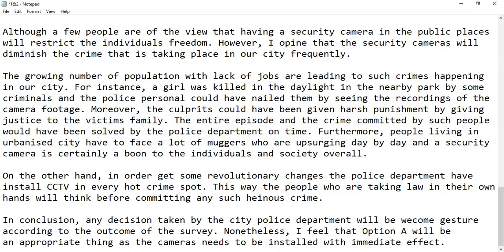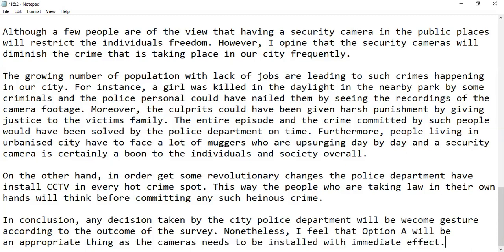Although a few people are of the view that having a security camera in the public places will restrict the individual's freedom, however, I opine that the security cameras will diminish the crime that is taking place in our city frequently. The growing number of population with lack of jobs are leading to such crimes happening in our city. For instance, a girl was killed in the daylight in the nearby park by some criminals, and the police personnel could have nailed them by seeing the recordings of the camera footage. Moreover, the culprits could have been given harsh punishment by giving justice to the victim's family.